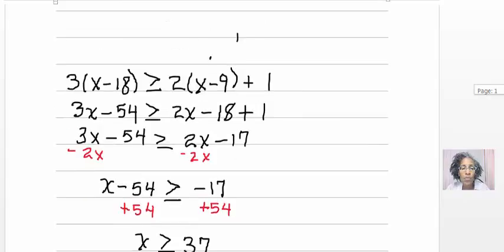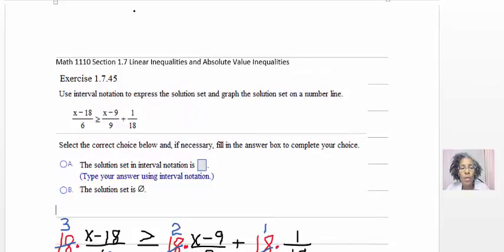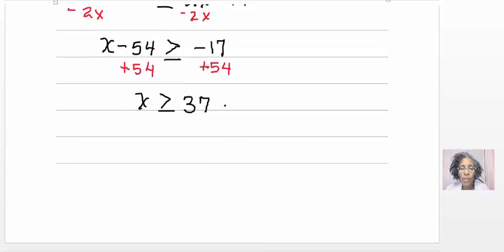So the problem that I was working told me to use interval notation to express the solution set and to graph the solution set on a number line. So those are the two things I want to do. I want to write x greater than or equal to 37 as an interval. So greater than or equal to 37 means my x can be 37 or anything to the right of 37.